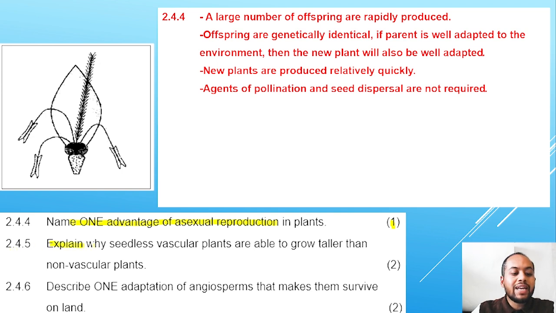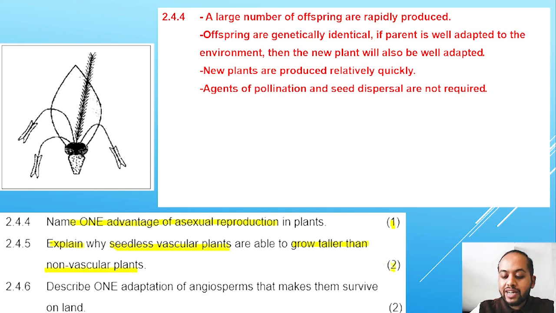2.4.5 says explain why seedless vascular plants are able to grow taller than non-vascular plants. What are the seedless vascular plants? Vascular plants started with the pteridophyta. The pteridophyta are seedless. The only plants that are vascular and have seeds are going to be gymnosperms and angiosperms. So they're speaking about the pteridophyta.